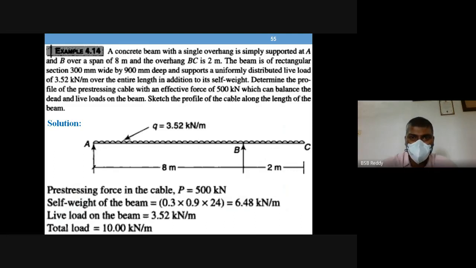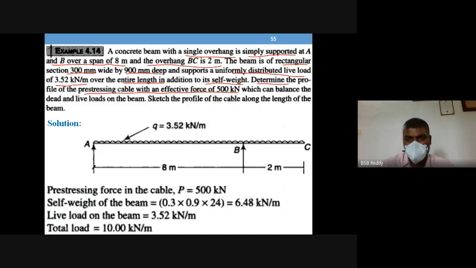A concrete beam with a single overhang is simply supported at A and B over a span of 8 meters, and the overhang BC is 2 meters. The beam is a rectangular section having 300 mm width and 900 mm depth, and it supports a UDL of 3.52 kilonewton per meter over the entire length in addition to its self weight. Question is, determine the profile of the pre-stressing cable with an effective force of 500 kilonewton.